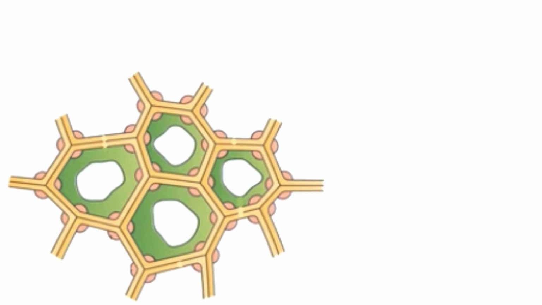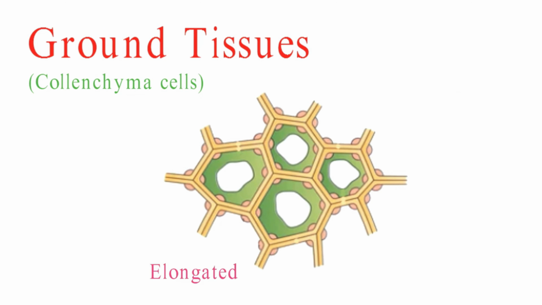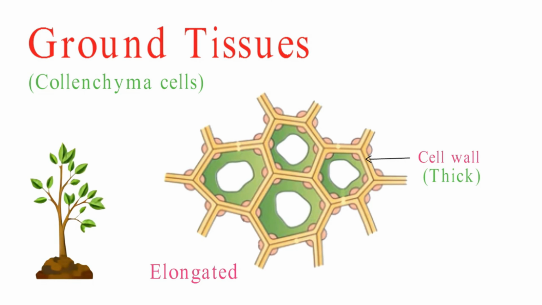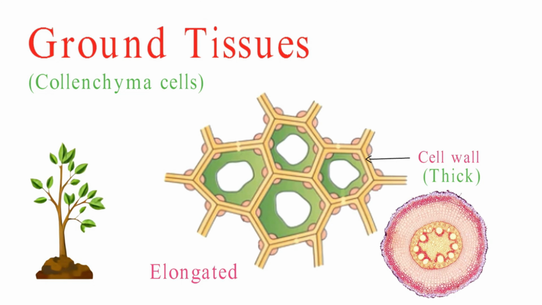Now, moving on to collenchyma cells. These cells have elongated shapes and unevenly thickened primary walls, especially at the corners. These cells are important for young, growing plant parts. Collenchyma cells are often found just below the epidermis and provide flexible support to young stems and leaves, allowing them to bend without breaking as the plant reaches for the sun.